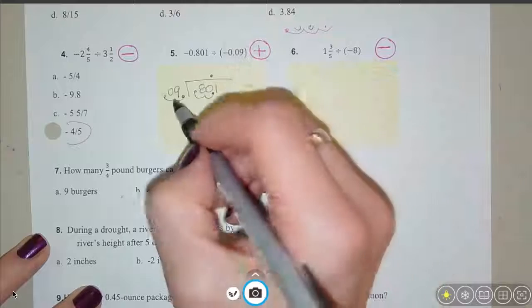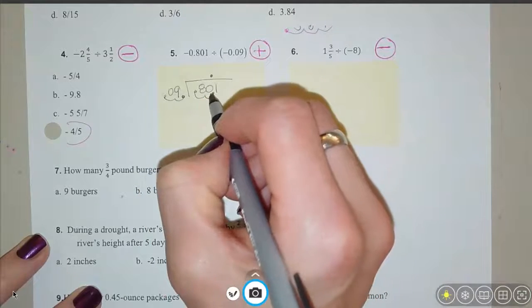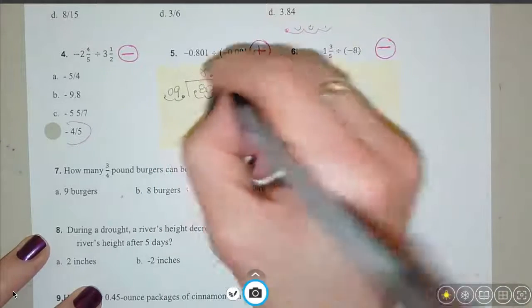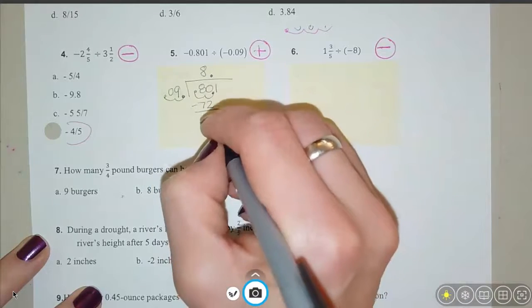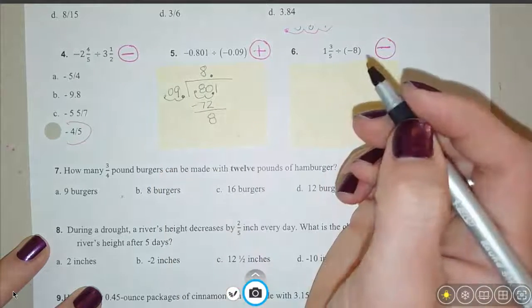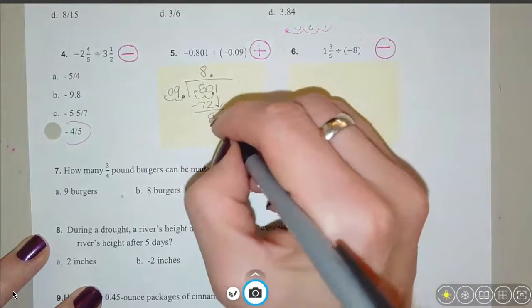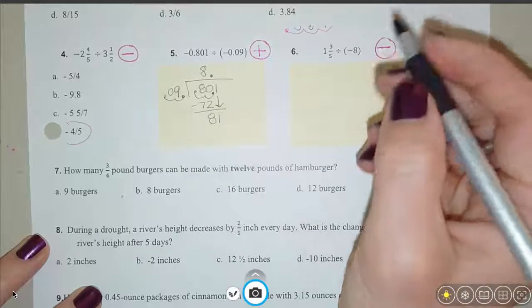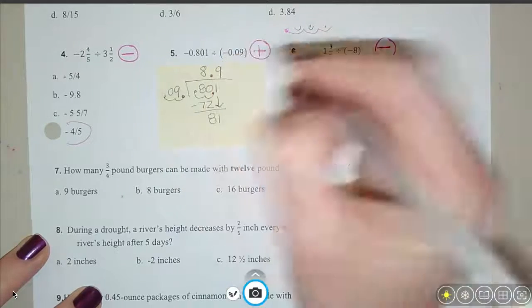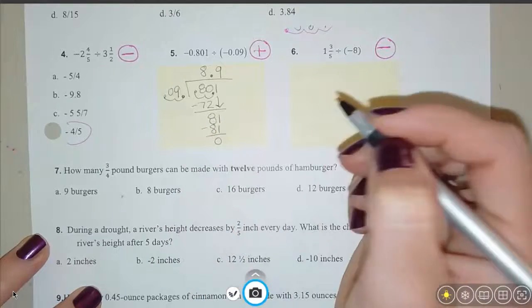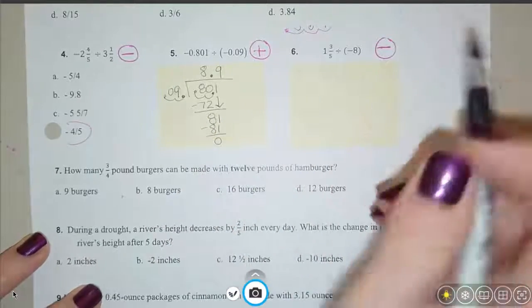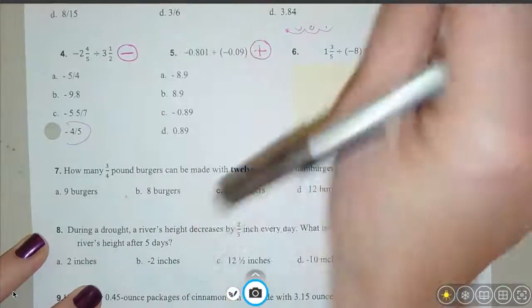So now I'm asking how many times does 9 go into 80? Well, it goes in 8 times, right? 8 times 9 is 72. Subtract to get your remainder. Bring down the 1. And how many times does 9 go into 81? 9 times, which is 81 with no remainder, so I'm done. And we said our final answer was positive, 8.9.